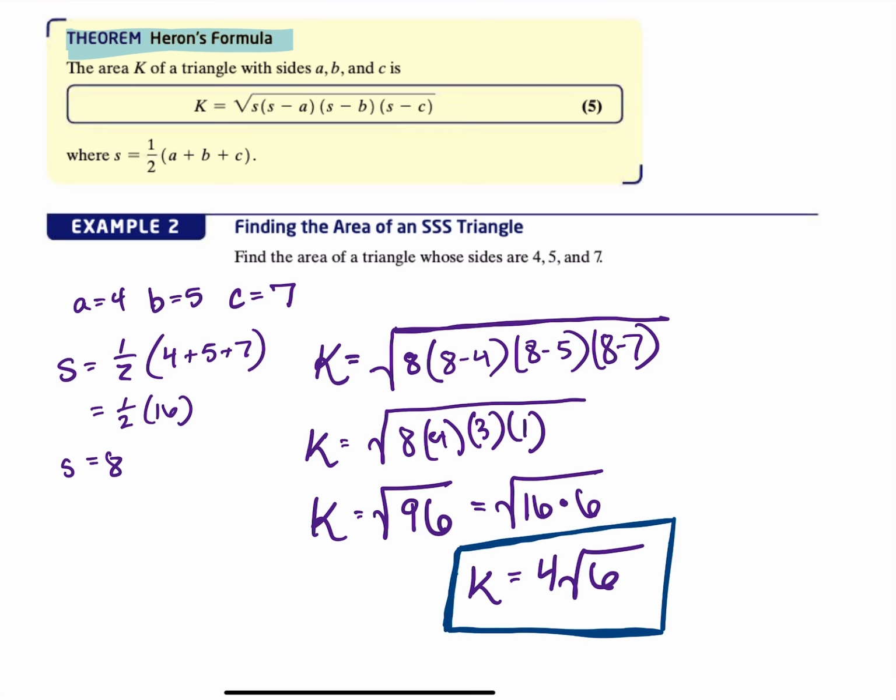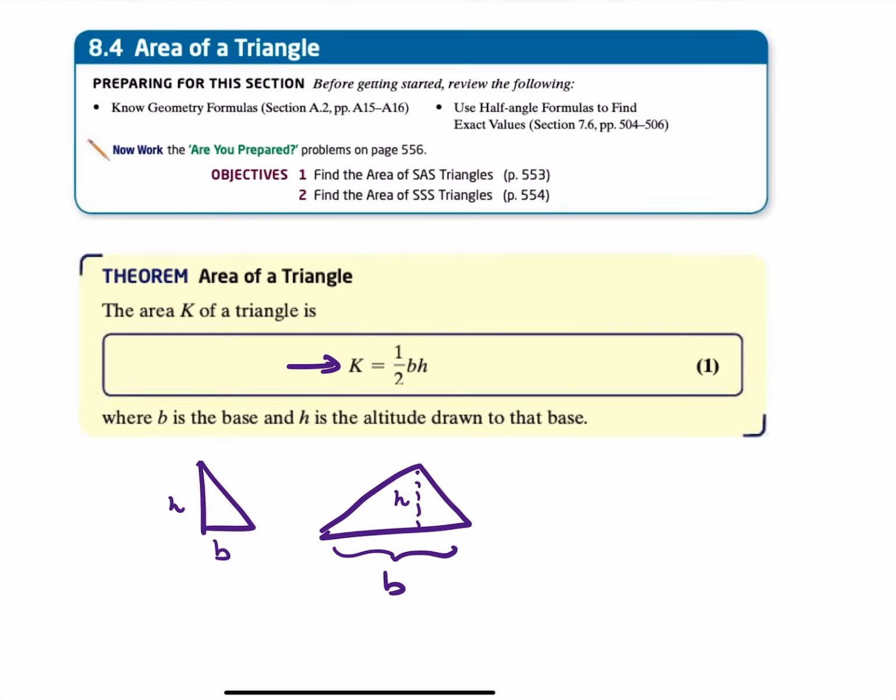All right, this was a short section just exploring those two methods of finding the area of a triangle. So we did it with the side angle side triangles if we know an angle and two sides, and then for the side side side triangle.